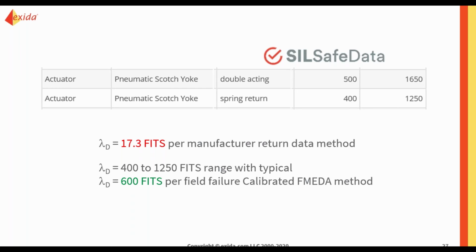So you come to SIL Safe Data and say, 17 fits. Does that make sense to me? And this is your dangerous undetected failure rate here, your DUs, because that's the important one that goes in all of your SIL calculations, and say, okay, so a normal spring return actuator, we should see anywhere from 400 to 1250 fits. Maybe if it was like 380 or 1300, we could understand, but a whole order of magnitude off, that seems to raise red flags.